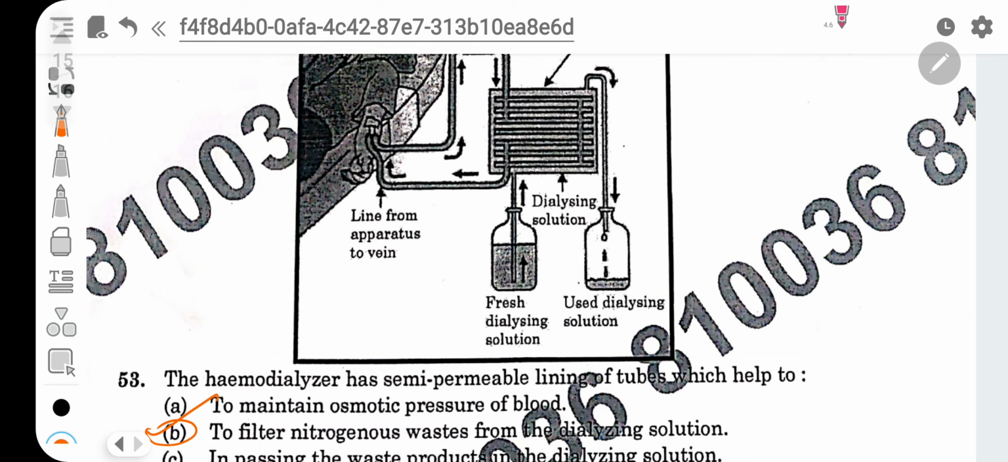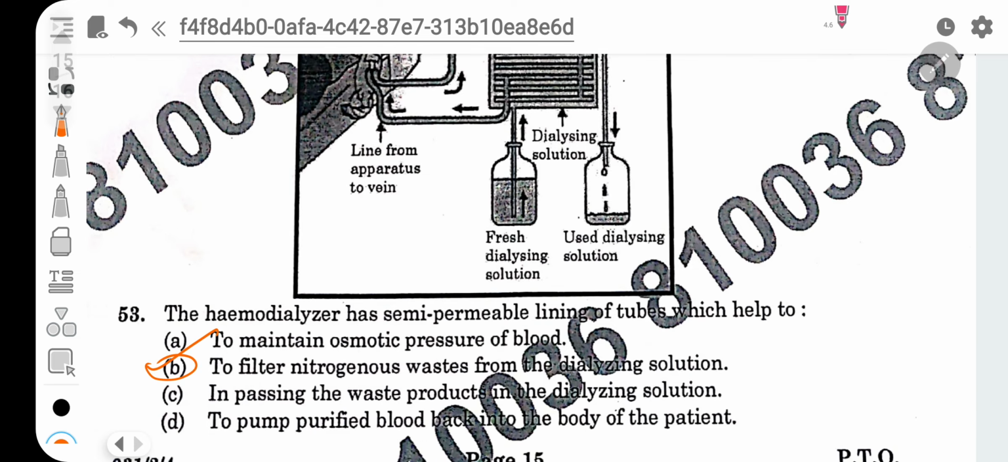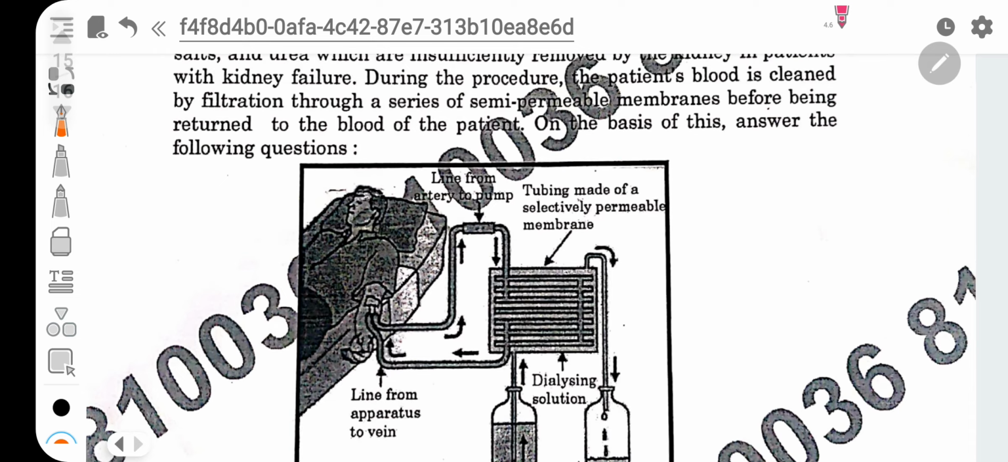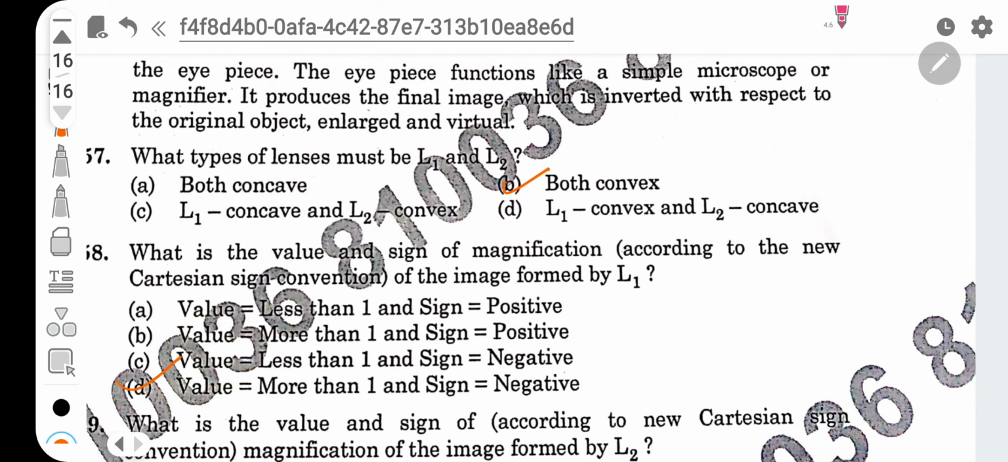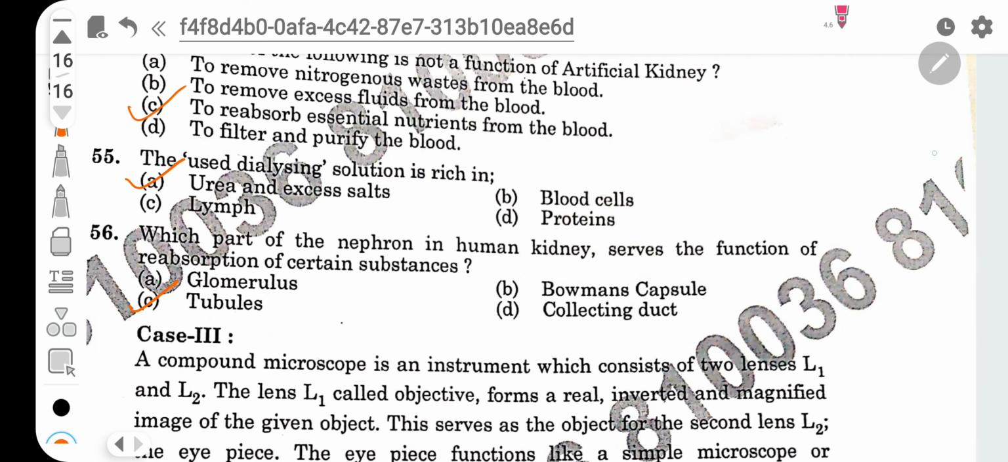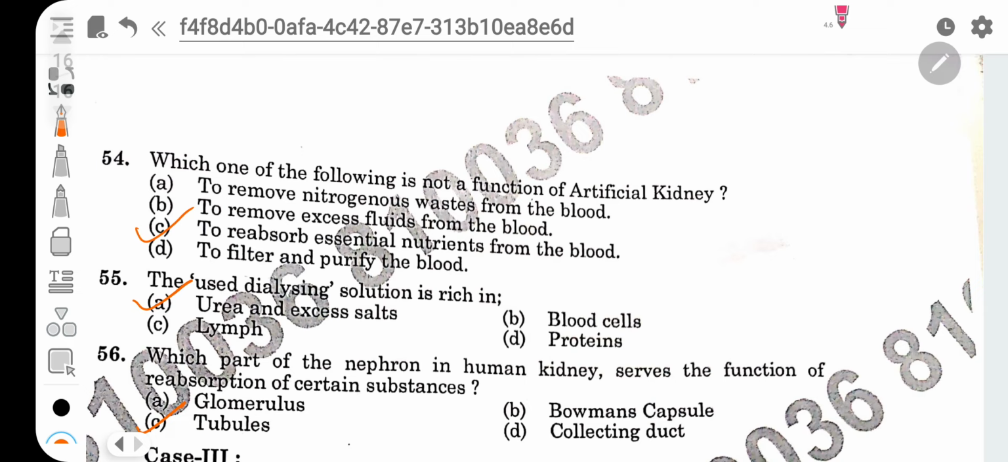The hemodialyzer has a semi-permeable lining of the tubes, which helps to filter nitrogenous waste from the dialysing solution. They just told this in the paragraph only, so we don't have to think of any other clue or option. Question number 54: which one of the following is not a function of the artificial kidney? The artificial kidney doesn't absorb essential nutrients like the tubules. Tubules absorb essential nutrients like sodium, potassium, and others. So to reabsorb essential nutrients from the blood is not the function of the artificial kidney.